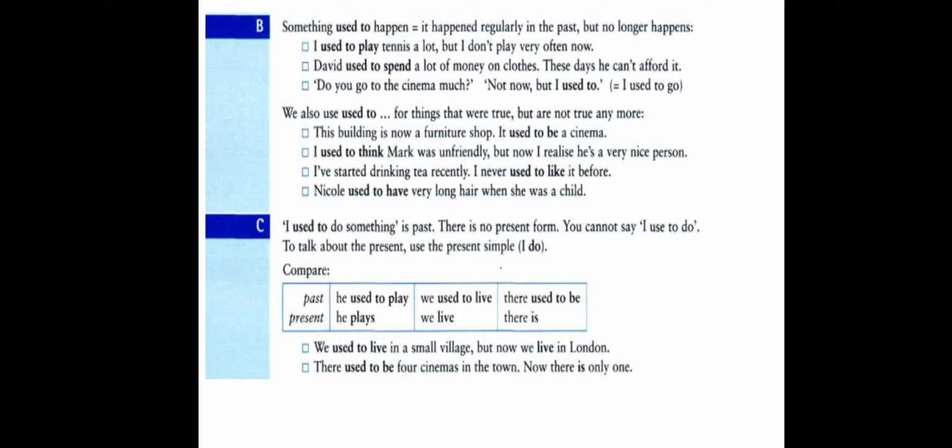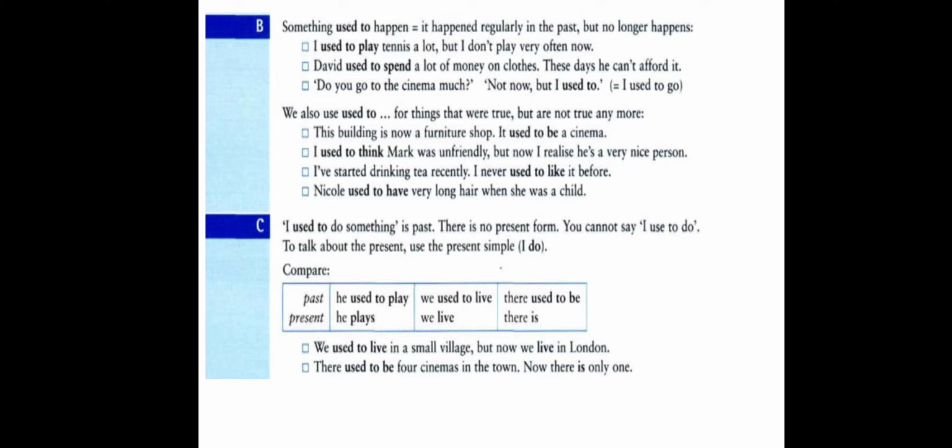So to express a habit that is finished in the past, we use used to. For example, I used to play tennis a lot, but I don't play very often now. If you look at now, you will find that this habit is finished because the speaker says, I don't play very often now. So this habit was in the past. So in the past, he said, I used to play tennis a lot. Here, the speaker uses used to plus the base form play to express a habit that is finished in the past and no longer done now.